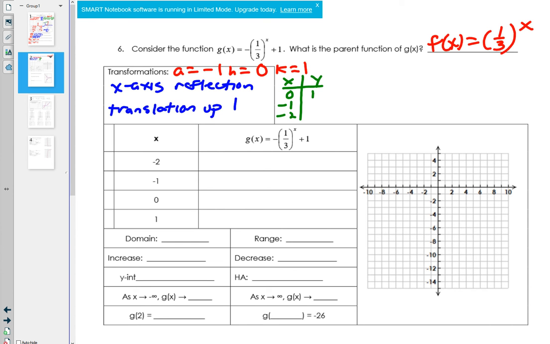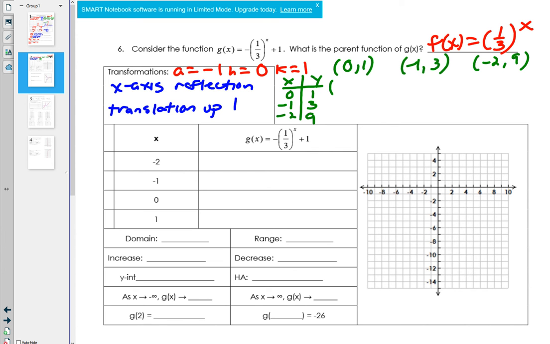1/3 to the 0 power is 1. What's 1/3 to the -1? The negative flips it. So 1/3 to the -1 is the same as 3 to the 1, 3. 1/3 to the -2 is 9. For each of these points, I'm going to get the y's and multiply them times -1, and I'm going to also add 1. The x's stay the same. Nothing is going to happen to the x's.